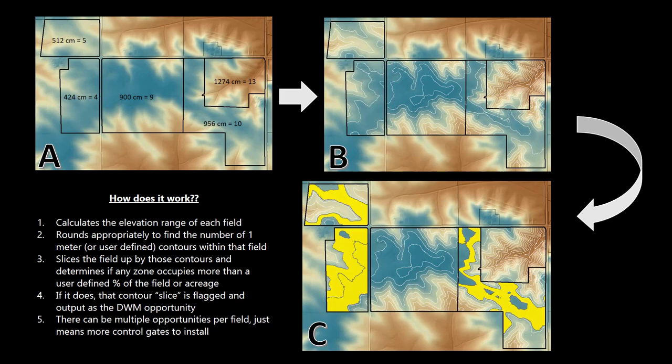The field is then sliced up by those contours, and then the slices are determined if any of those zones occupy more than the user-defined percent of the field or user-defined acreage. So in our case, do any of these slices make up 30% of the field? If it does, then that slice is flagged as an opportunity for drainage water management, shown in image C by yellow. As you can see, there can be multiple opportunities per field. This just simply means that more control gates would need to be installed.